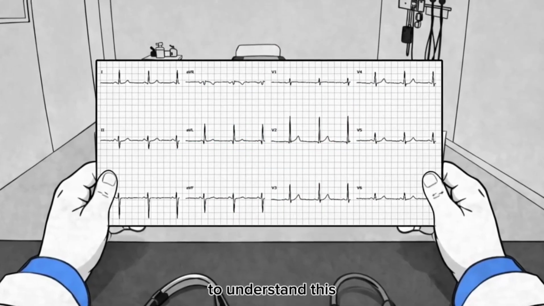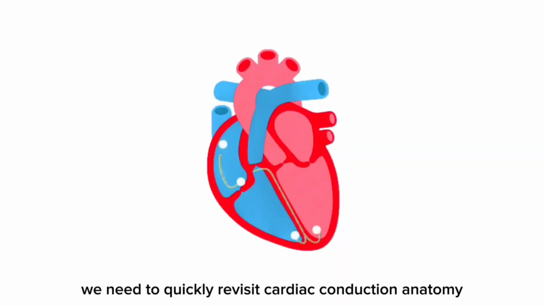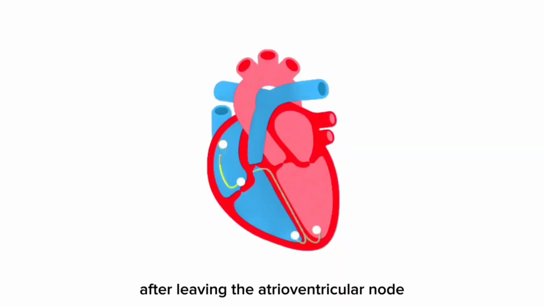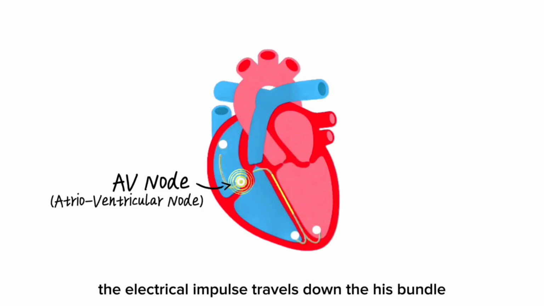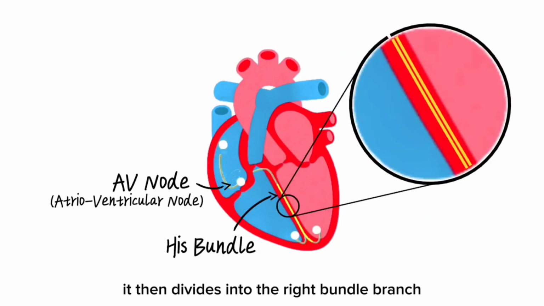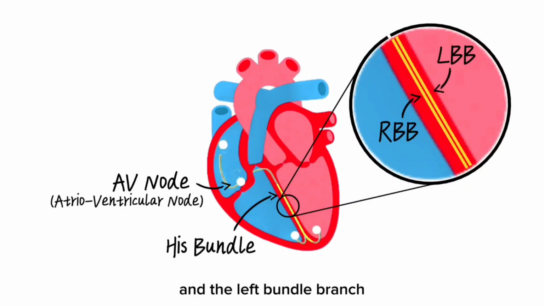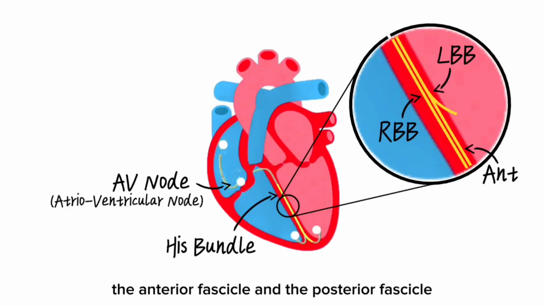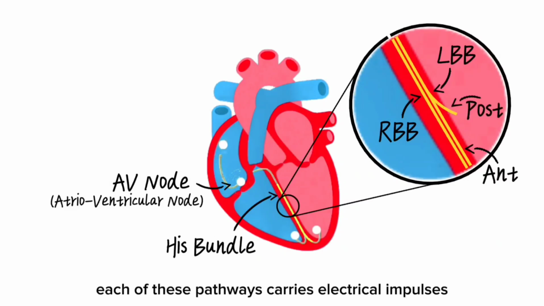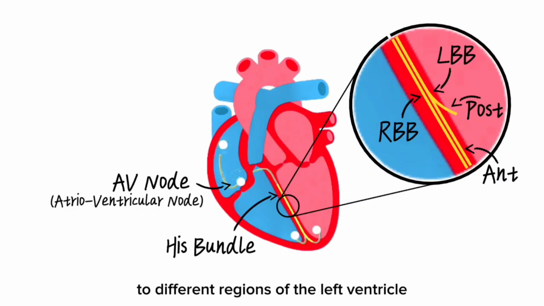To understand this, we need to quickly revisit cardiac conduction anatomy. After leaving the atrioventricular node, the electrical impulse travels down the His bundle. It then divides into the right bundle branch and the left bundle branch. The left bundle branch further splits into two main fascicles, the anterior fascicle and the posterior fascicle. Each of these pathways carries electrical impulses to different regions of the left ventricle.